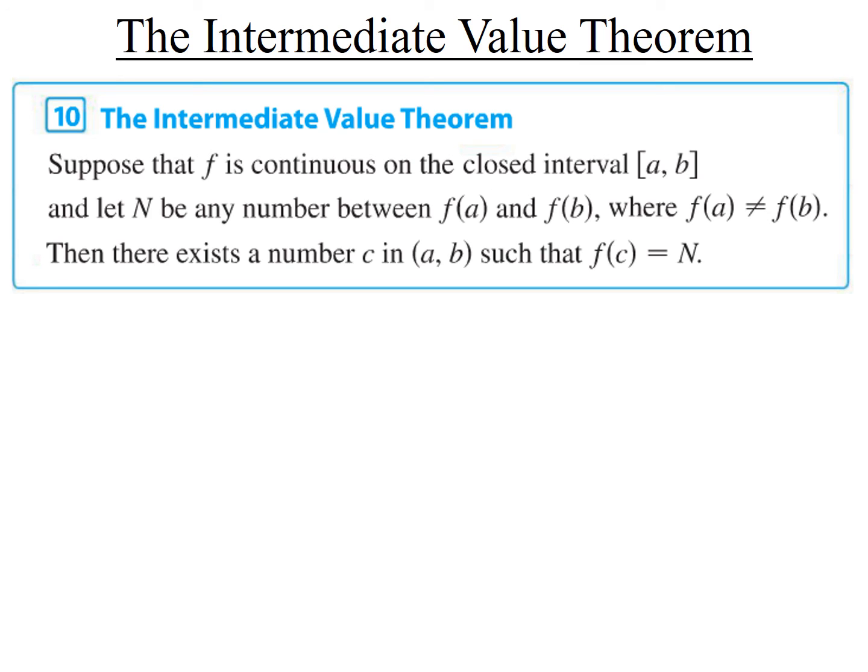It says, suppose f is continuous on the closed interval [a, b], and let n be any number between f of a and f of b, where f of a is not equal to f of b. Then there exists a number c in the open interval (a, b) such that f of c equals n. Got it? Okay, it's complicated the first time you read it, but you read it a few times and we'll break it down here and then it'll make more sense, I hope.